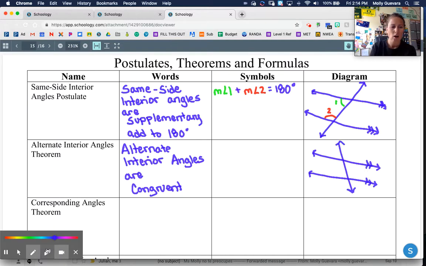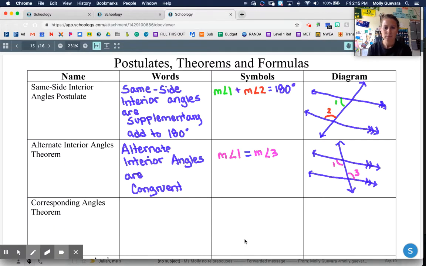Okay. Alternate interior angles. So going back inside of the parallel lines, because it's interior, and one's on the left and one's on the right. So this guy and this guy. So if I call this angle 1 and call this angle 3, then we can say the measure of angle 1 equals the measure of angle 3. Okay, they are the same. So if they are alternate interior, they are the same.